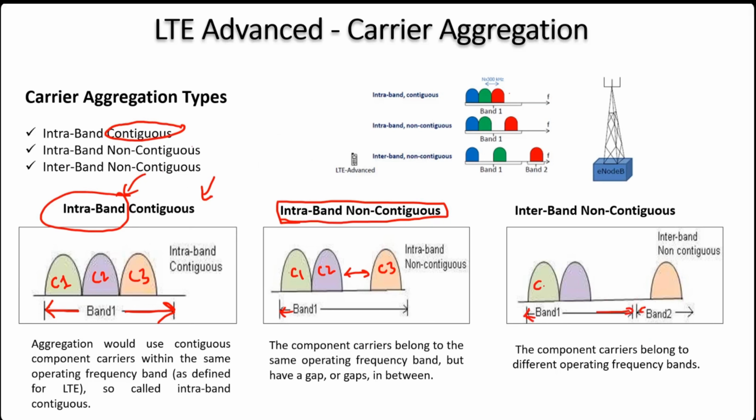You can see carrier 1, carrier 2, there is a gap, and a gap with the other band also, and this is carrier 3. This is exactly the major difference. These are the types of carrier aggregation we are going to deploy.